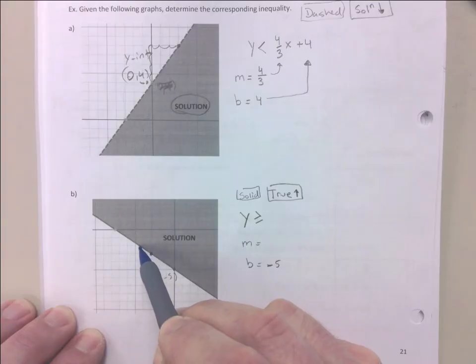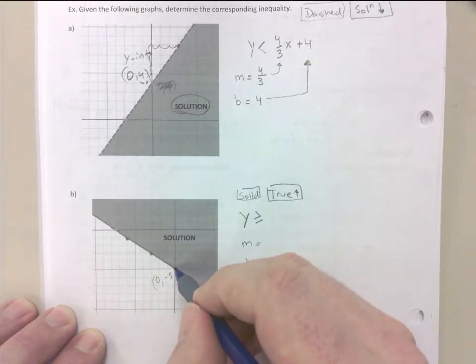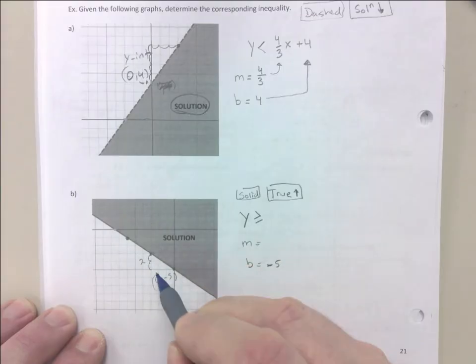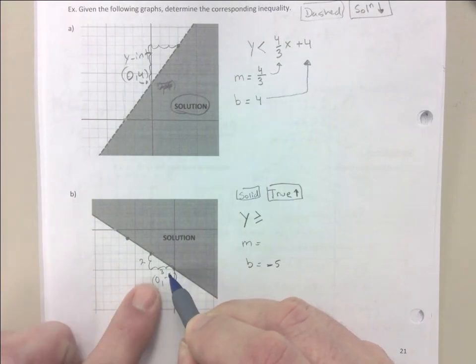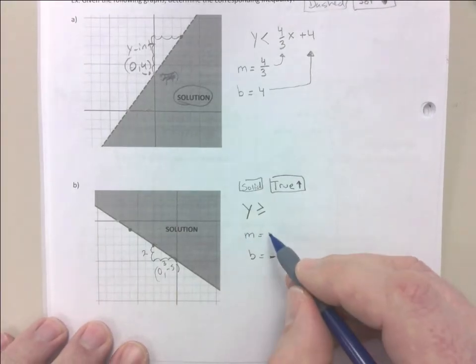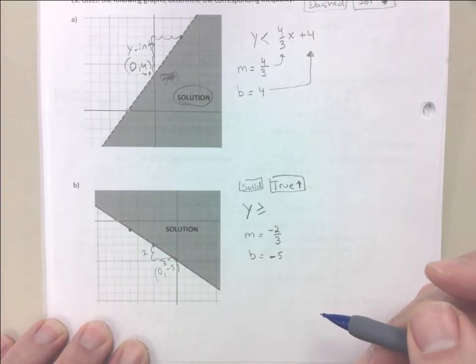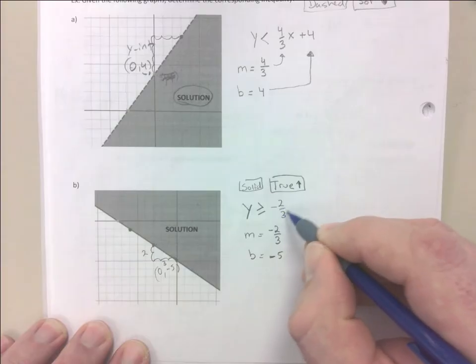I'm going to keep scanning. I find another one there. So from point to point, there's a 2-unit drop, and 1, 2, 3, a 3-unit run. Okay? So this would be negative 2 over 3. So now you write your inequality.